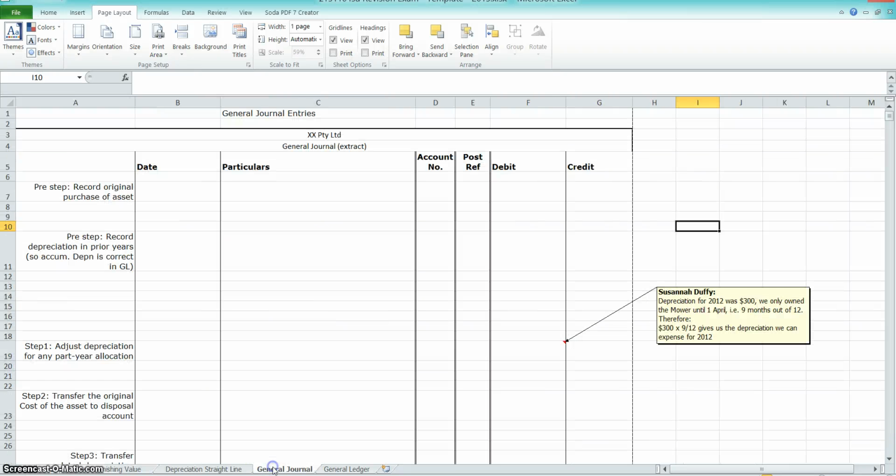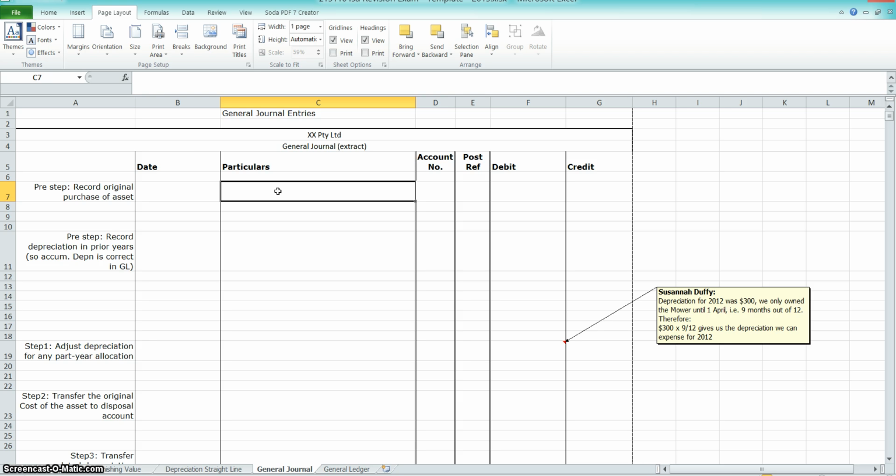Okay, we're now up to step 3 of the stage 1 or pre-steps, I guess, where we're recording the original purchase of the asset in the appropriate journal and then ledger accounts. So in this template I've got here, I've got all the steps down the side, so I'll put them all next to it, and that's what you'll see if you look at the solutions as well.